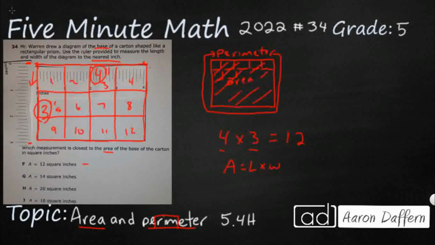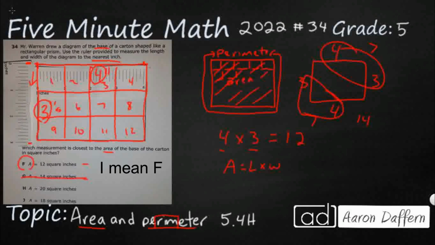Now, where do some of these other answers come from? Well, some of these might come from measuring incorrectly, but I know where this 14 comes from. Take a look at that 14. If I were to rewrite this here, 4, 3, 3, well, guess what? That's 7. That's 7. If I add those 2 together, that's going to give me 14. That's actually the perimeter. Not what we're looking for, but that's the perimeter. So our answer here is A.